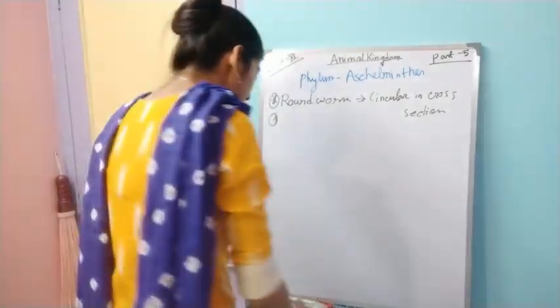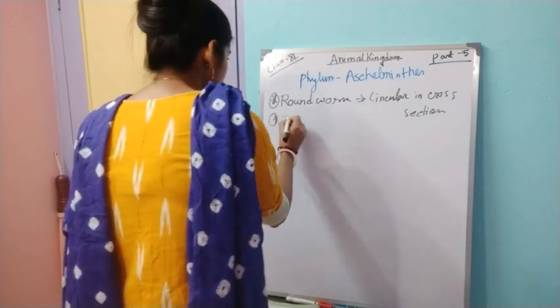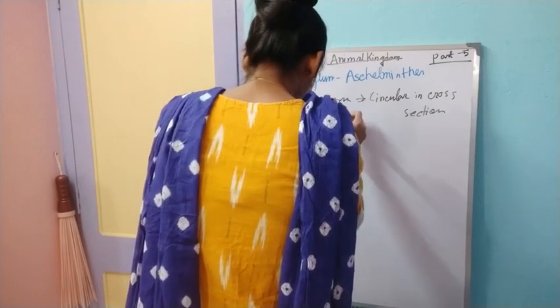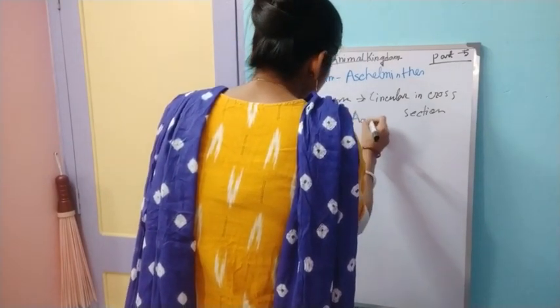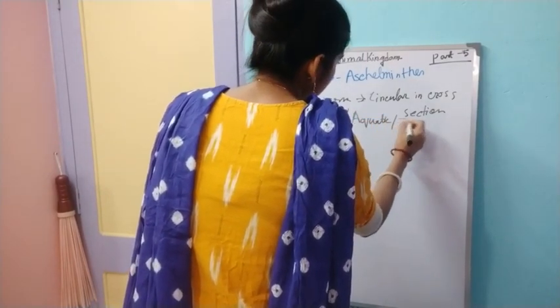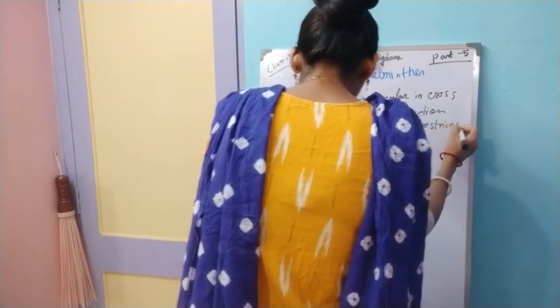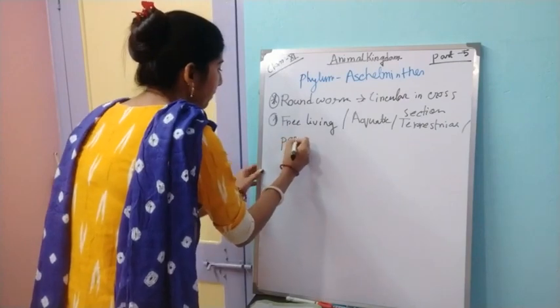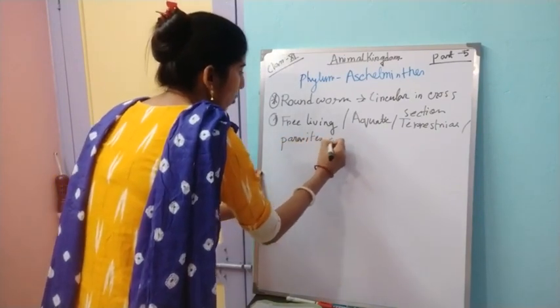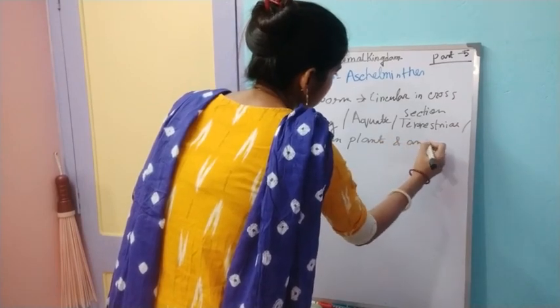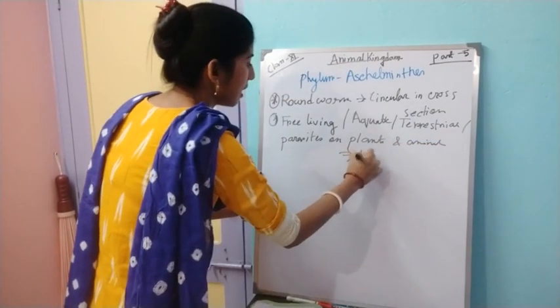And the next property, their habitat. That means they may be free living, they may be aquatic, they may be terrestrial, or they may be parasites on plants and animals. So that is their habitat.